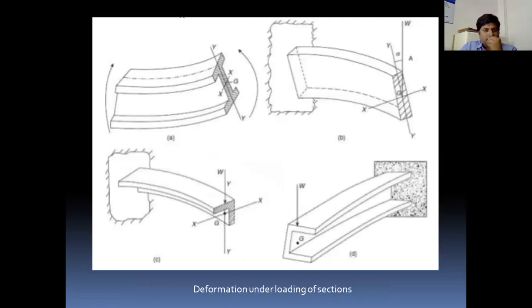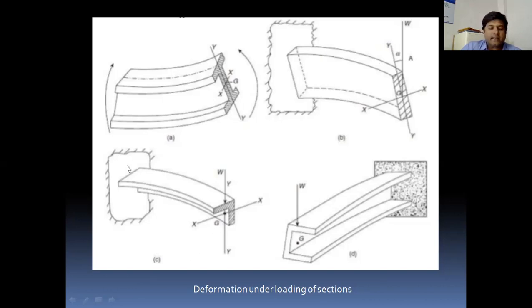These are some examples of symmetrical and unsymmetrical bending. In figure A, you have a symmetrical I section, and bending is taking place about the axis of symmetry, that is the YY axis, and it is a case of pure bending. In case B, the load is applied at an angle alpha to the YY axis, which is the axis of symmetry for this rectangular section, and this is the first type of unsymmetrical bending.